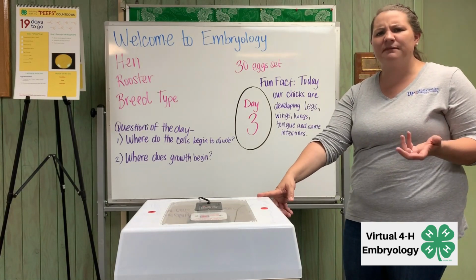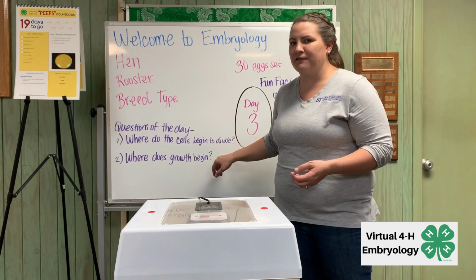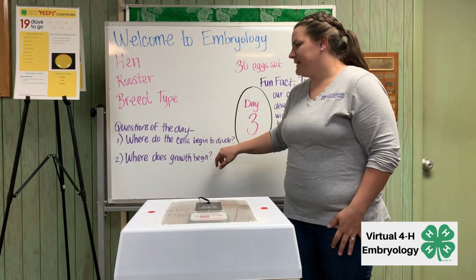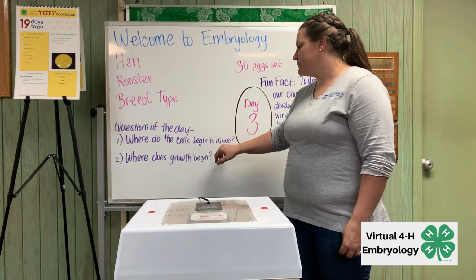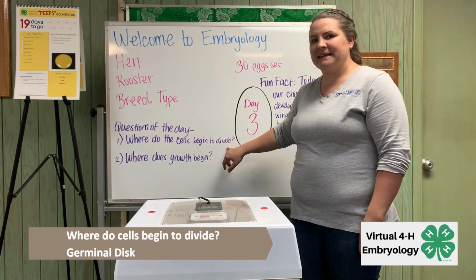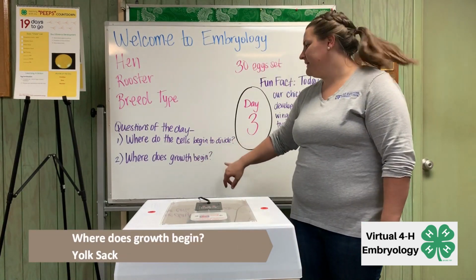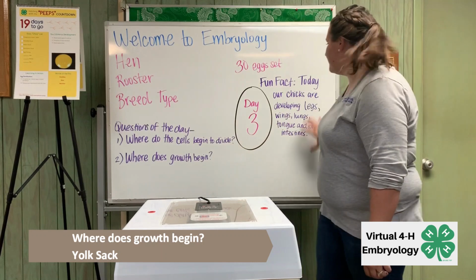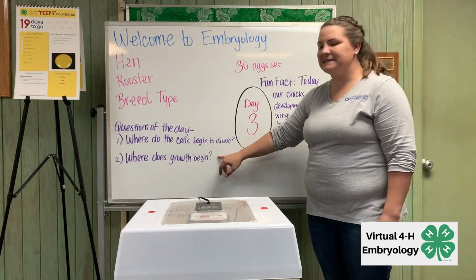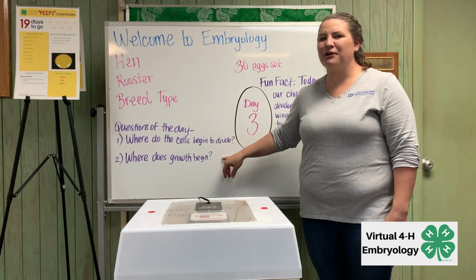Now let's answer some of the questions from yesterday. So we had these 2 questions posted on the board for yesterday. So we're going to talk about the answers to them. The first one was, where do cells begin to divide? This happens in the germinal disc. And then, where does the growth begin? This is going to happen in the yolk sac. So currently all of this is happening in the yolk sac, and that chick is getting bigger and stronger by the day. See you tomorrow for day 4.